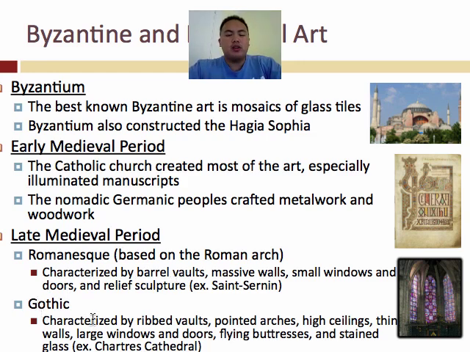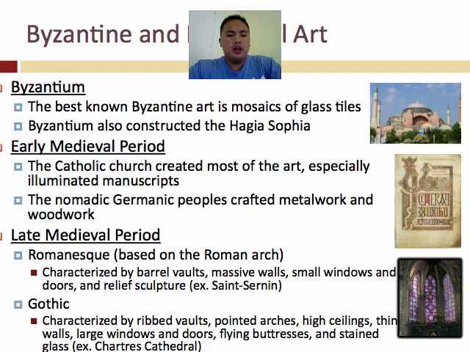And then Gothic, we're talking about ribbed vaults, pointed arches, high ceilings, thin walls, large windows. So you may have heard this term, the flying buttresses, like these sort of arches. And then stained glass, Gothic, late medieval period. That's where this came from.